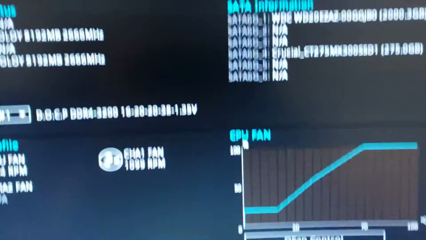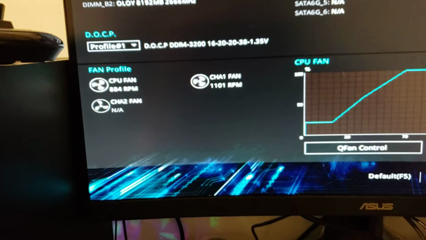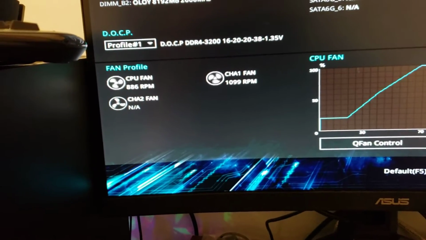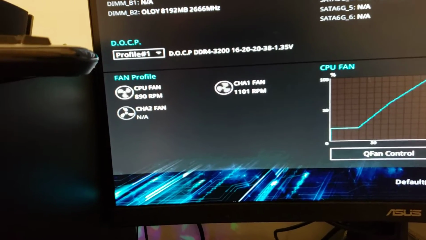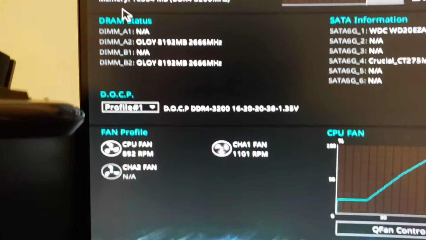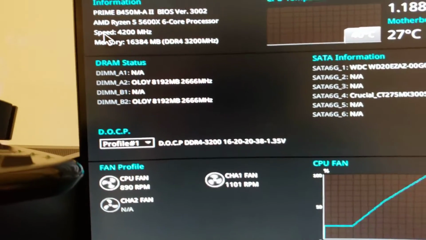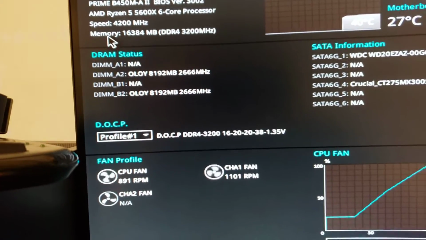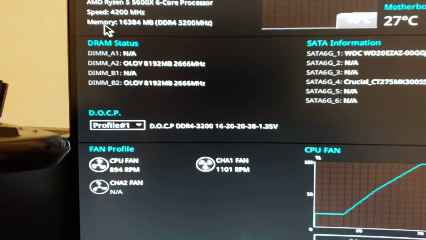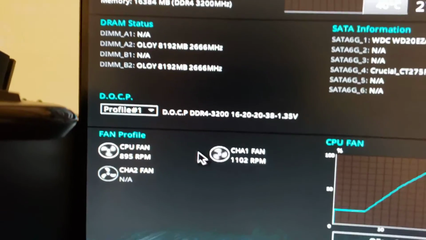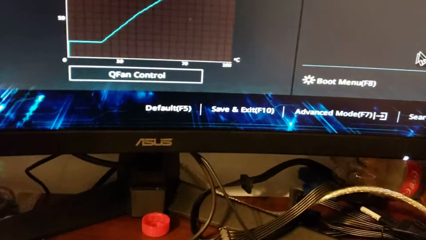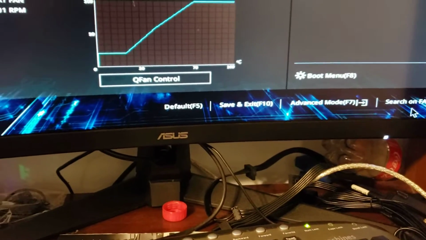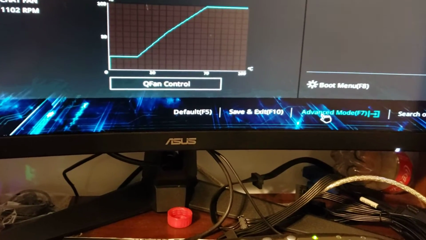As you can see, that's what I'm running, and my speed is 4200 megahertz, and memory is 16 gigs, because on my old computer I had 8 gigs of DDR3 1600, and sometimes I would almost max out the RAM. So, long story short, that is what I have on this thing, and it looks beautiful. I love it.